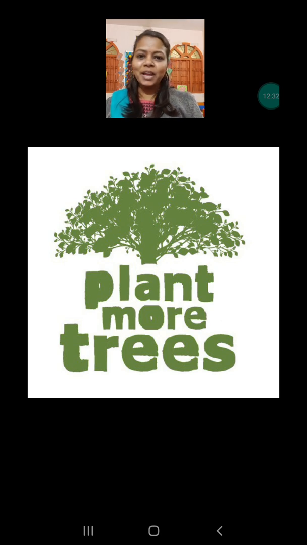And last and very important, plant more and more trees. Because you all know one tree can reduce pollution to a large extent. So one thing you can do is plant more and more trees. I hope you all have understood how you can reduce pollution, and I am very sure you are going to follow all these steps.